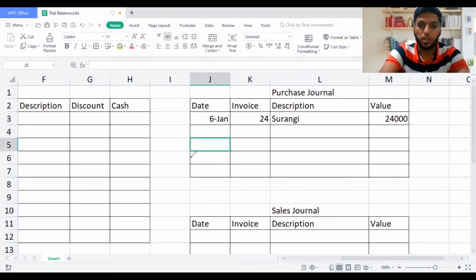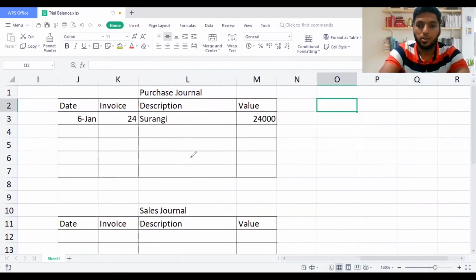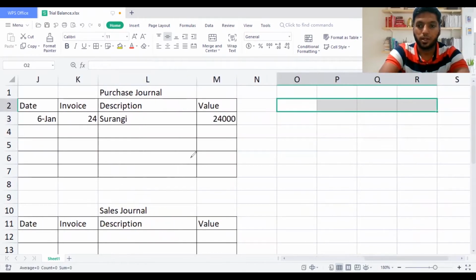Then I can open up a Surangi account, and I'm doing this similarly. I can do this adjustment in parallel, so I will not go wrong. So I will open up a ledger account for Surangi, because there are only 4 transactions, so we can record them much faster rather than going one by one. So let's record the 4 transactions.